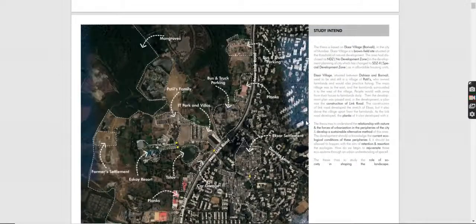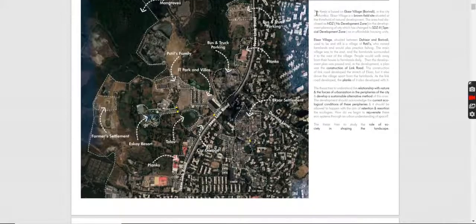So this is my site, a village, Borivali in the city of Mumbai, the brownfield site, where earlier it was no development zone and now it is special development zone. This is the new ring road, this entirely is Borivali, and this side is SK village and this is a SK resort, and here the farmers settlement is a private property. It's entirely a private property of a party family.